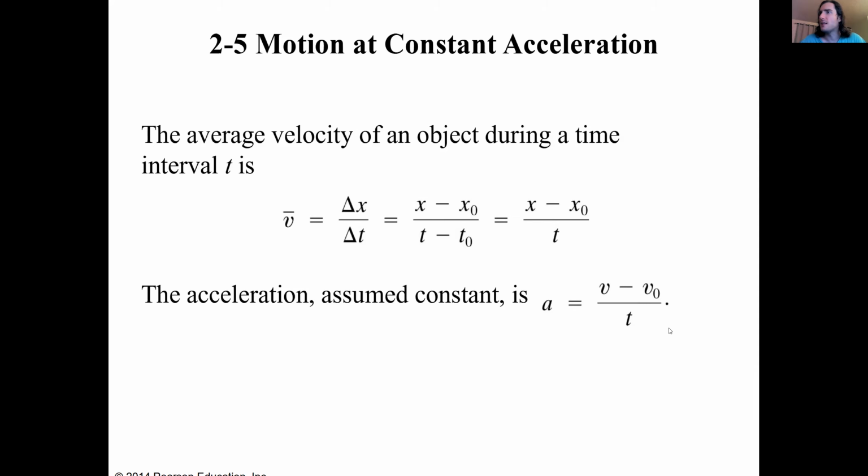A lot of times you'll see this, like maybe if you look at some sources online, you'll see v final minus v initial. But here we've decided, okay, any velocity minus whatever the initial velocity was divided by however much time has elapsed. That's the formula that we'll use for average acceleration.